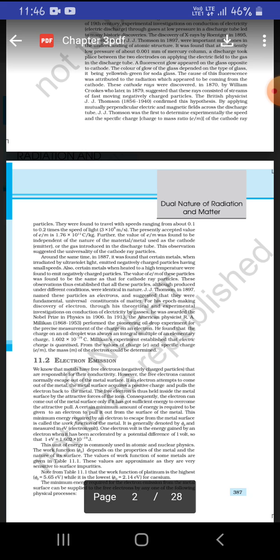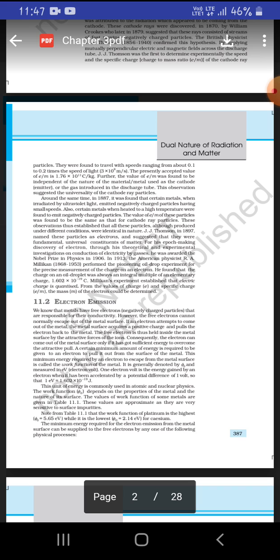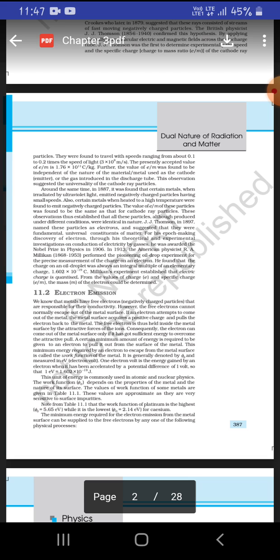This observation suggested the universality of the cathode ray particle. At the same time, in 1887 it was found that certain metals, when irradiated by ultraviolet light, emitted negatively charged particles having small speed. J.J. Thomson named the particle electron and suggested that they were fundamental, universal constituents of matter, and he was awarded the Nobel Prize in Physics in 1906.